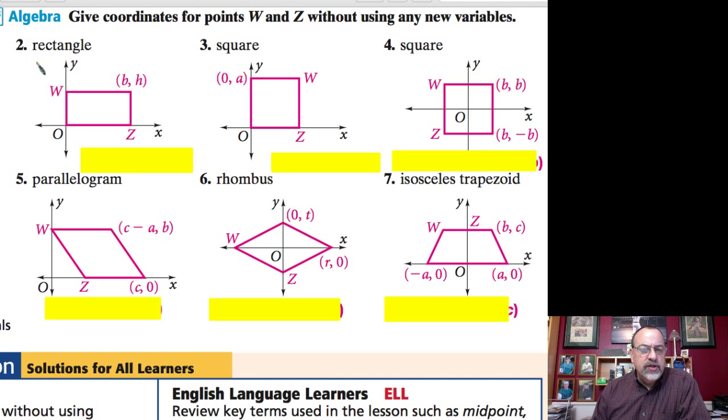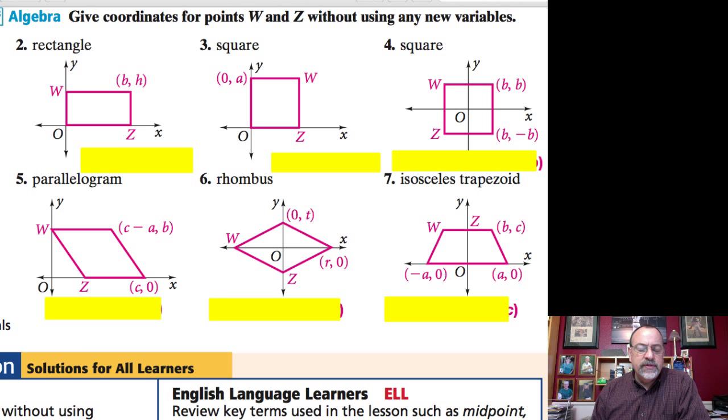So for instance, let's look at number 2 here. It says to give the coordinate points, or 4 points, w and z, without using any new variables. In other words, they give me the coordinate of this point right here as b, h, and then I need to give the coordinate of w and z. Now, the important thing to remember is this x value is the horizontal distance, and this y value is the vertical distance, so I can use that.